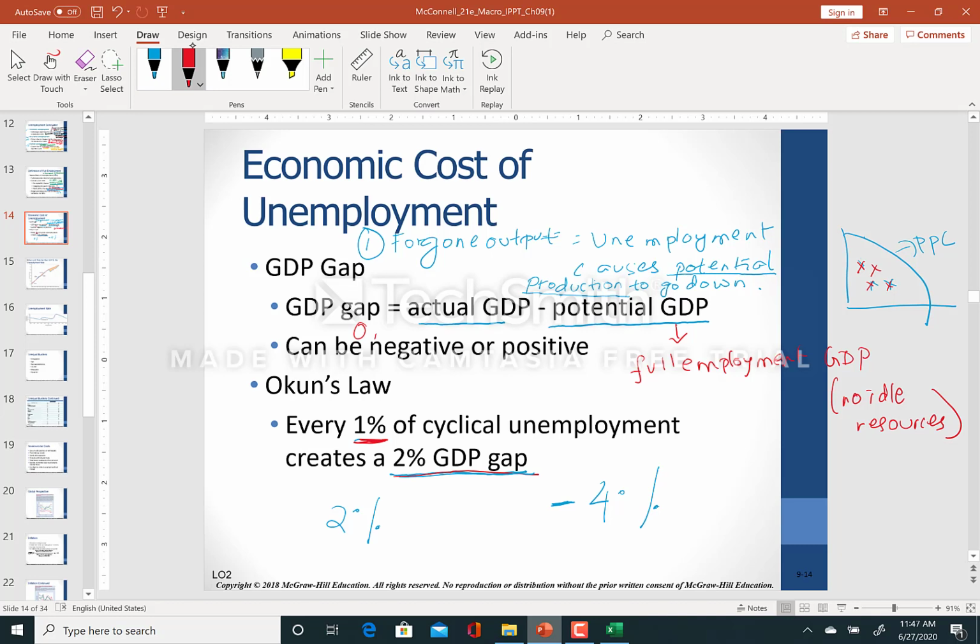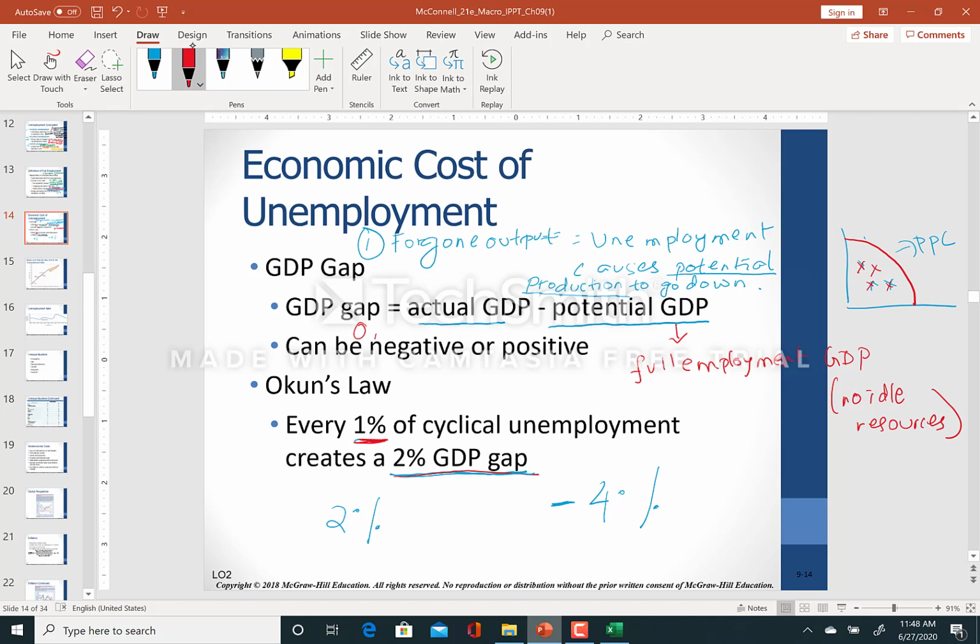This GDP gap can be zero, negative, or positive depending on the cyclical unemployment. And just to let you know, the potential GDP means full employment gross domestic product. We are producing maximum output. The economy is on the production possibility curve and we do not have any idle resources. Now, I know 1% of cyclical unemployment will create a 2% gap. So I can write a 2% cyclical unemployment is going to create a 4% gap.